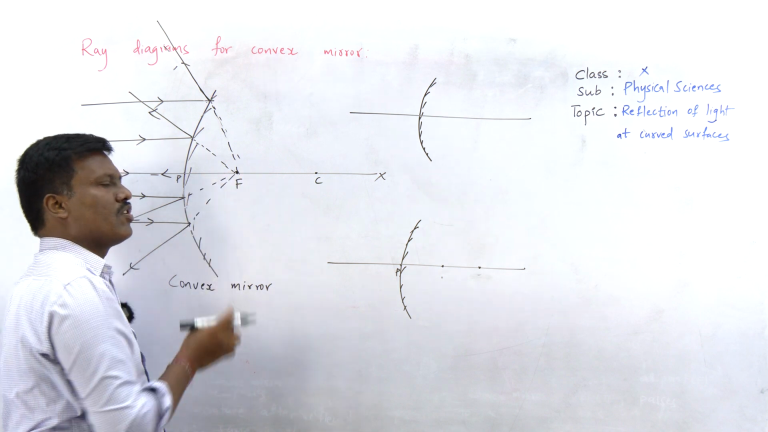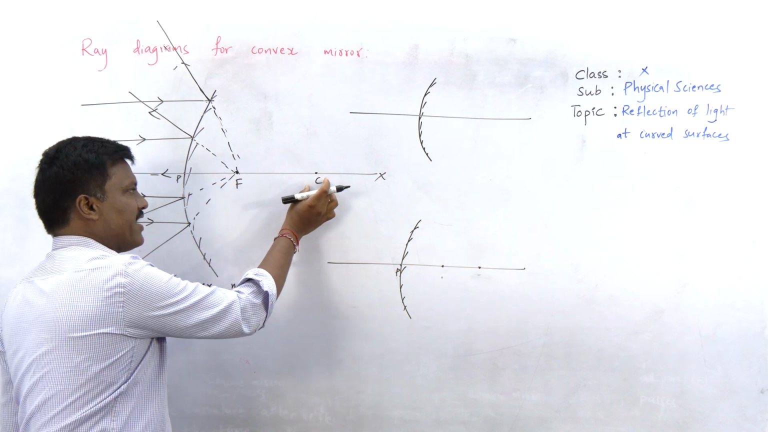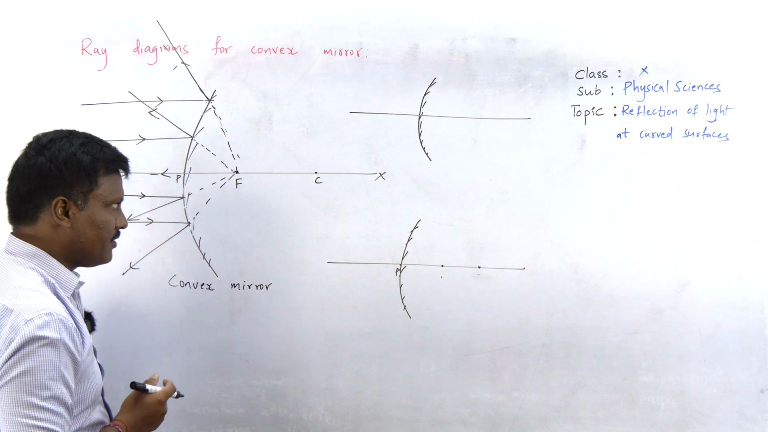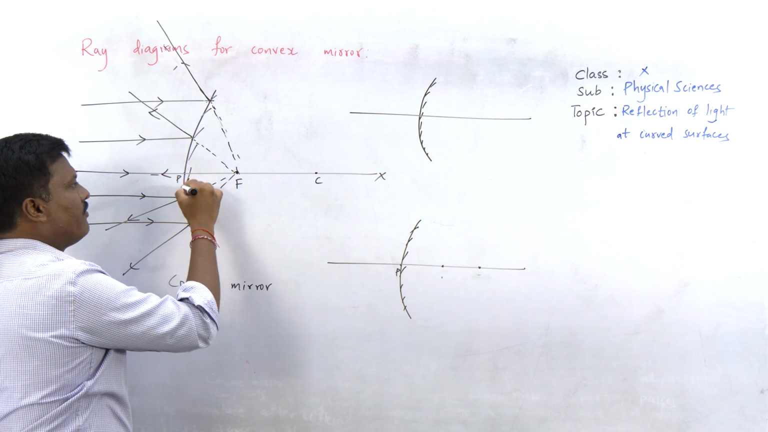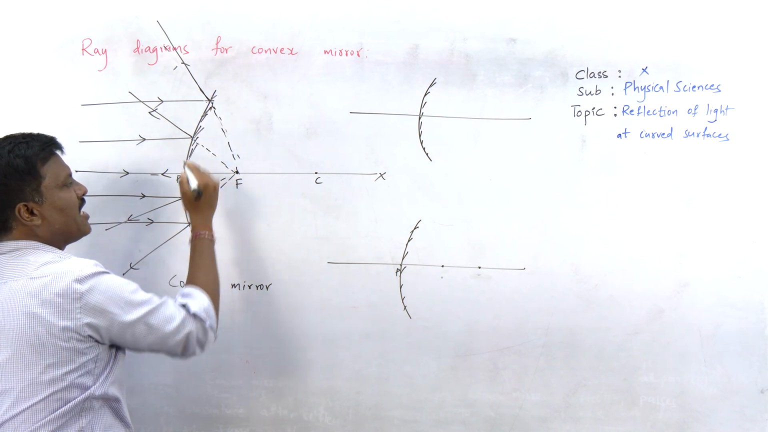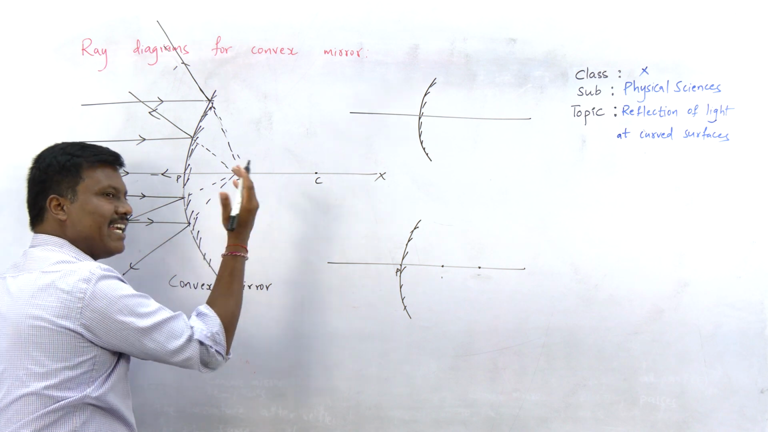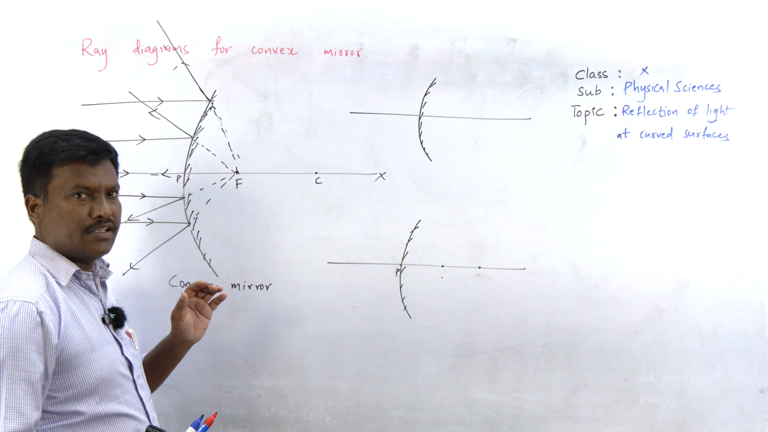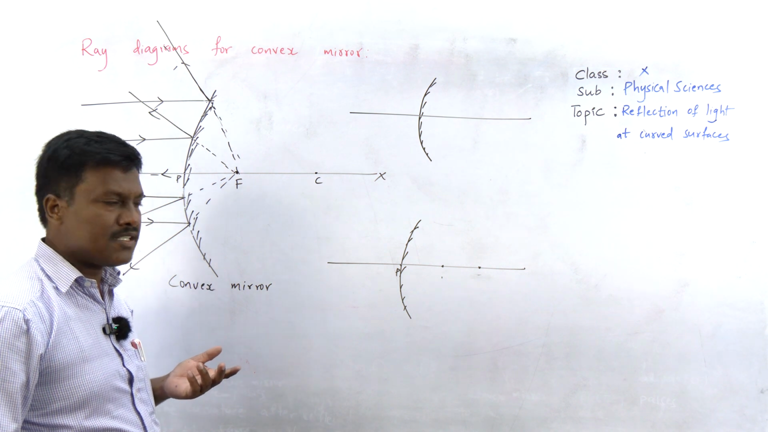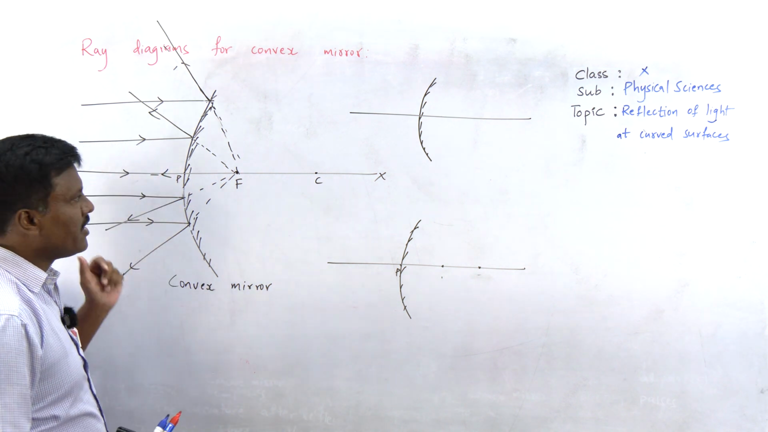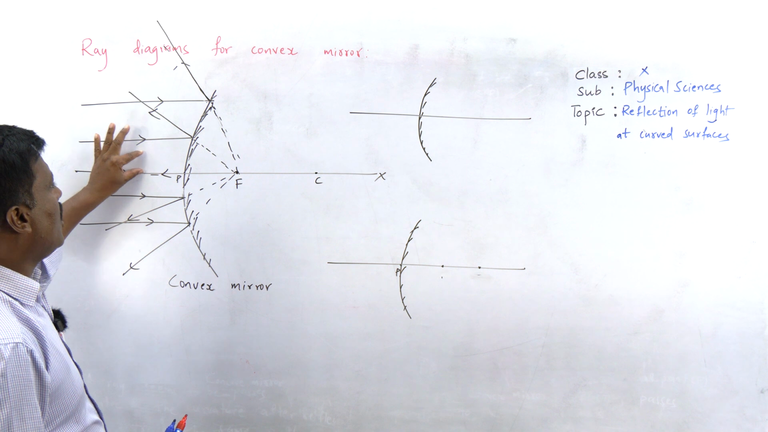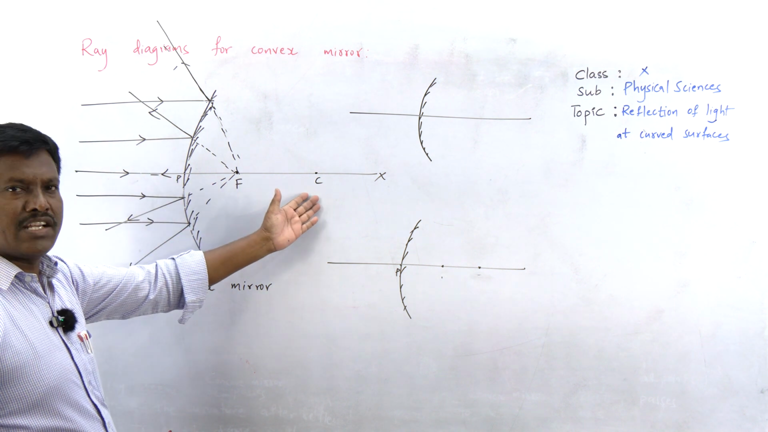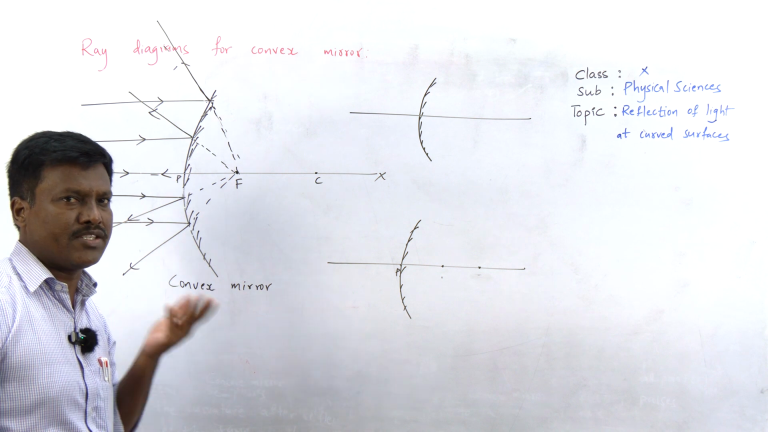This is the real focus, and this is the real center of the curvature of the convex mirror. But the real focus and real center of the curvature lie behind the mirror. But generally, where do we place the object? We place the object before the mirror, that means here on the principal axis. But the actual focus and actual center of the curvature are behind the mirror. Then how do you place the object?